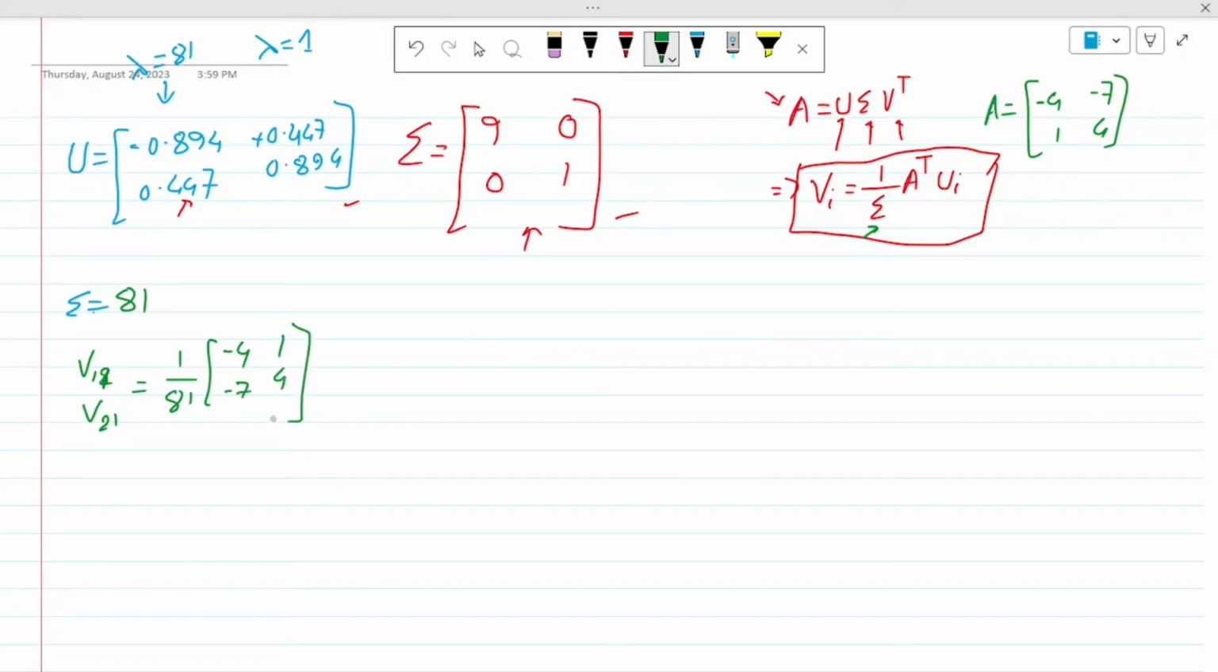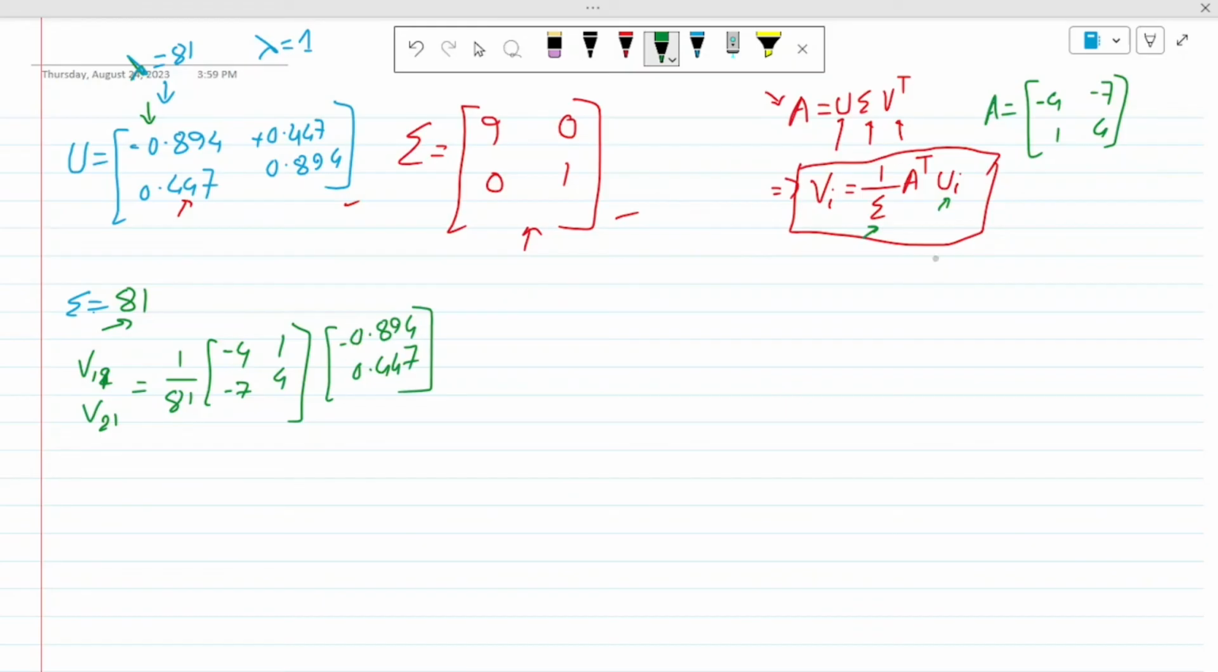So this is our A transpose. So A transpose and UI. UI means what? First eigenvector. So for lambda is equal to 81, UI is these two values. So UI is this one, -0.894 and 0.447. Because here the sigma value we used is 81, right?